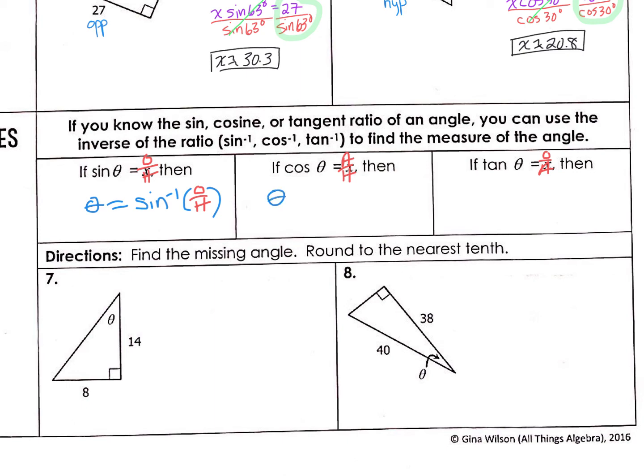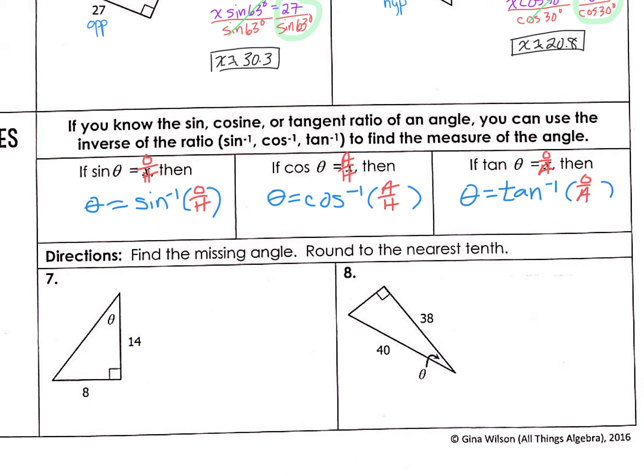So for cosine, same thing. If you don't know theta, you're going to use the inverse cosine, and the starting parenthesis will pop up. You have to close it. And then you'll put in the ratio of A over H. And finally for tangent, if you don't know theta, you'll use the inverse tangent, and those parentheses will pop up, and you'll put in the ratio O over A.